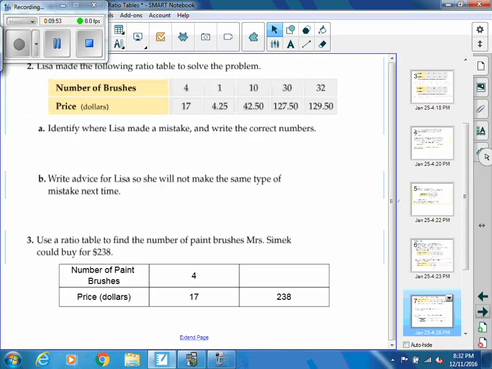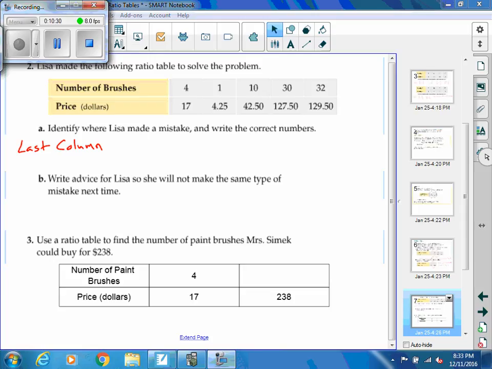Moving to the next one here, it says Lisa made the following ratio table to solve the problem. Okay, it says identify where Lisa made a mistake and write the correct numbers. Okay, so she said 4 brushes cost $17. She used that to determine that 1 brush was $4.25. Okay? And then she kept going. Where her mistake is, is for the 32 brushes.